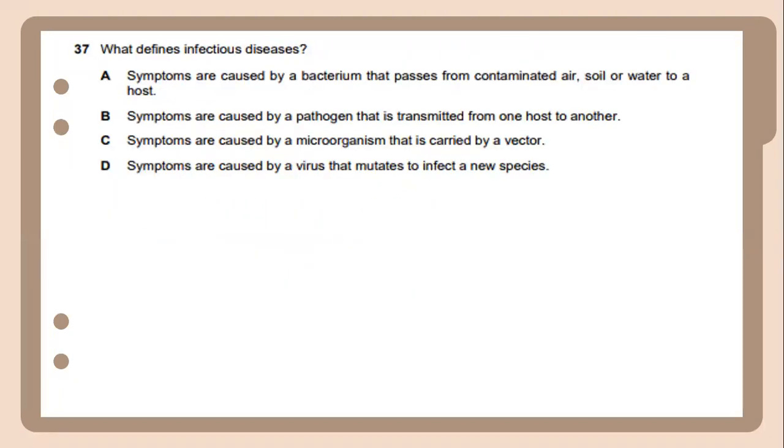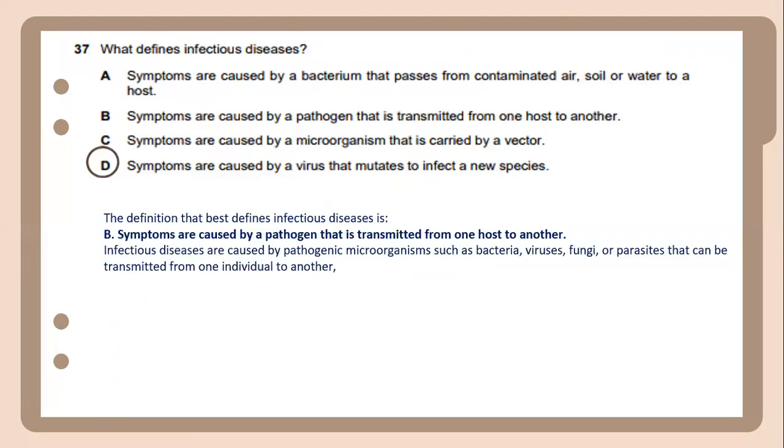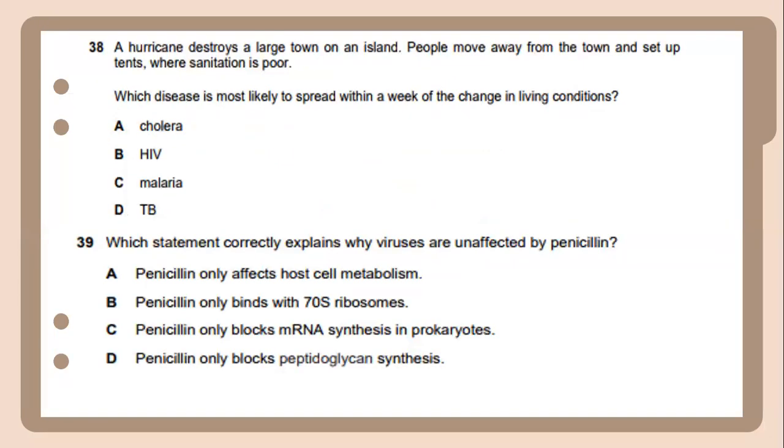What defines infectious diseases? The definition that best defines infectious diseases is that symptoms are caused by a pathogen that is transmitted from one host to another. Infectious diseases are caused by pathogenic microorganisms such as bacteria, viruses, fungi, or parasites that can be transmitted from one individual to another.